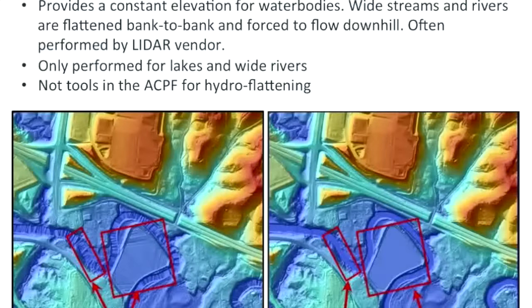On the right, you see those features are flattened. They present a uniform surface for the water. In the rivers, there is a gradient, so the water will flow downhill. There are no tools in the ACPF for doing hydro-flattening, so Jim, encourage your folks to get their data hydro-flattened when they get it in Wisconsin, okay?